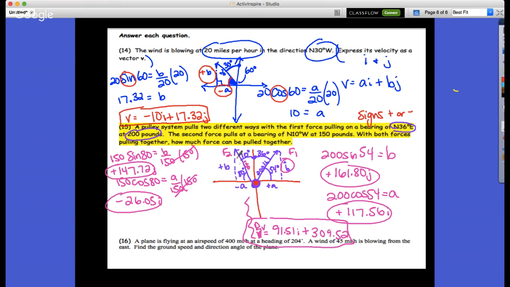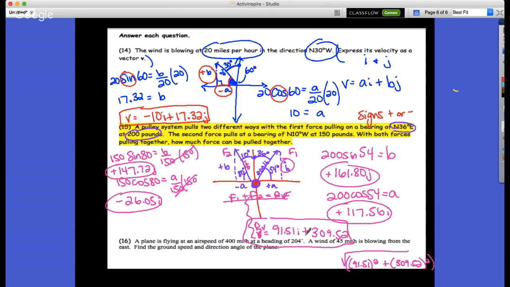There's one thing with two forces. This is my resultant force when I add both force 1 plus force 2 together. So what I've got to do now is find what the magnitude is. I can do that by doing a squared plus b squared equals c squared. Or in your calculator, you could put the square root of 91.51 squared. Make sure you put this in parentheses, by the way. Plus 309.52 squared. Put that in parentheses and then square root it. And so then you could get your force.